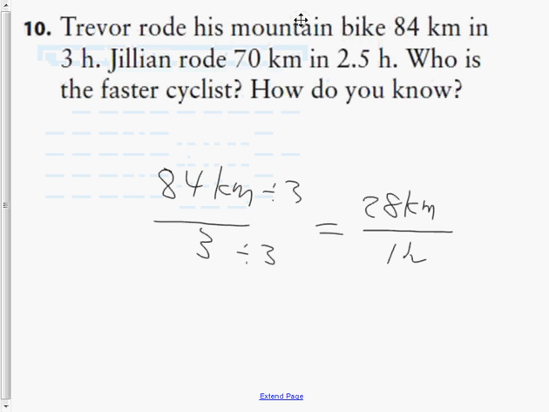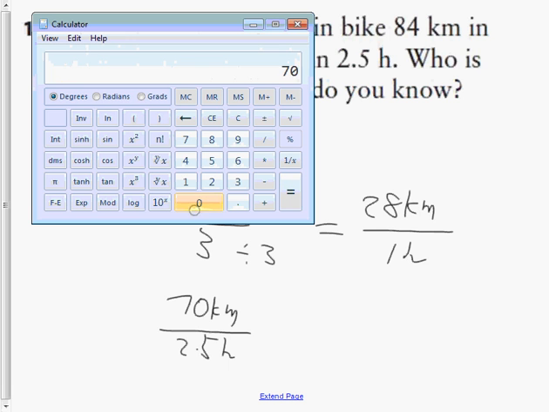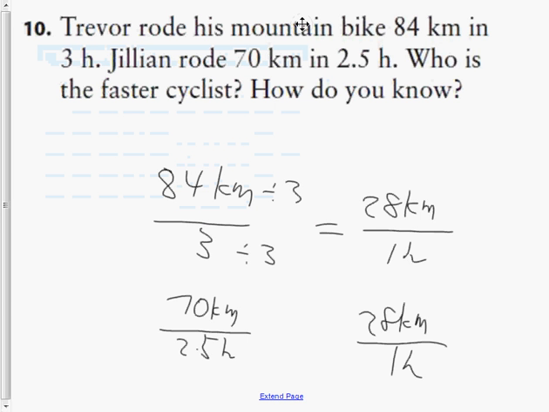Jillian rode 70 kilometers in 2.5 hours, or 2 hours and 30 minutes. So if I divide 70 by 2.5, I get that same unit rate. She also was traveling at a rate of 28 kilometers per hour. So who was faster? Neither. They were both the same. Traveling both with the same speed.